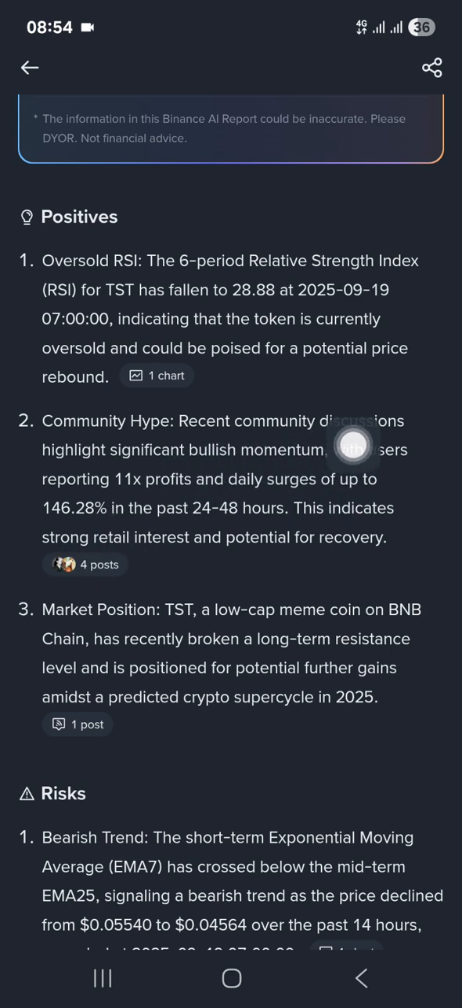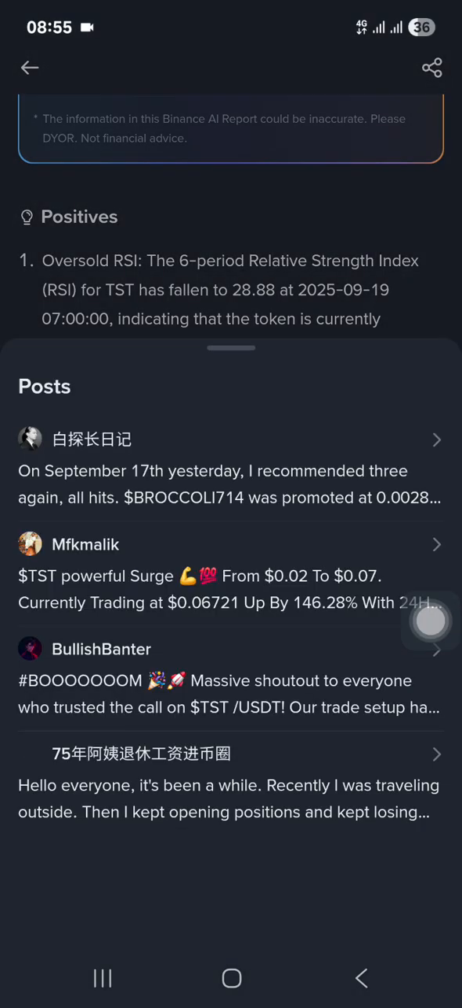Recent community discussion highlights significant bullish sentiment, with users reporting 11x profit and the likes. So the community is saying that it's going to go up. Community means people generally on the platform are saying it's going to go up, maybe on Twitter, but basically the community here refers to the one on Binance. So it can even show you some related posts, as Binance has its own Binance community.